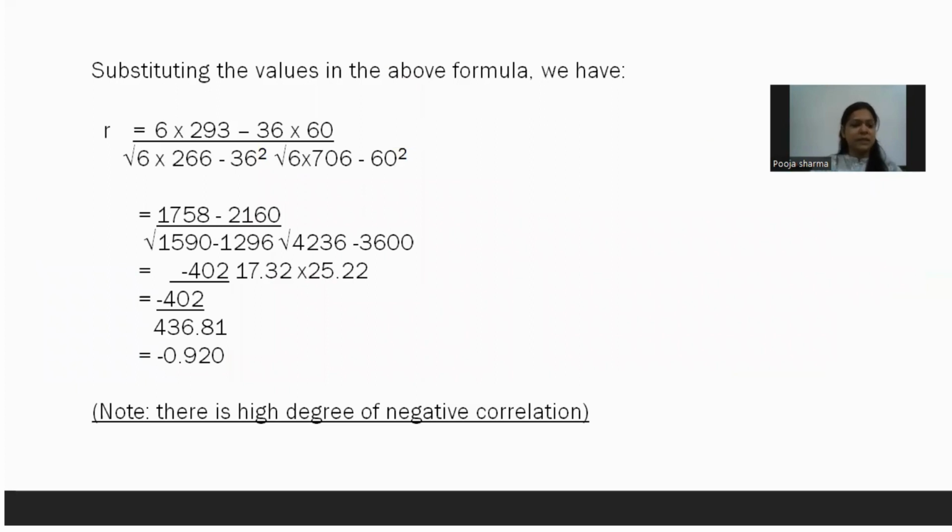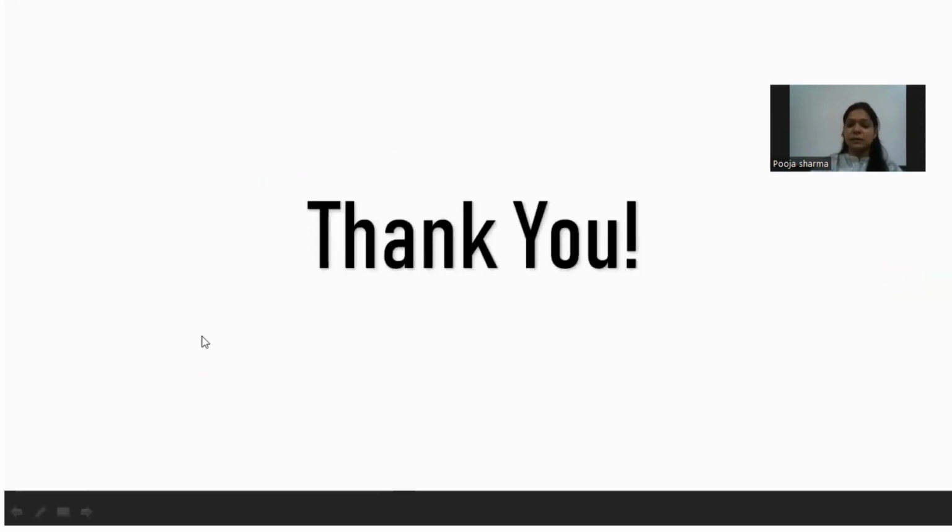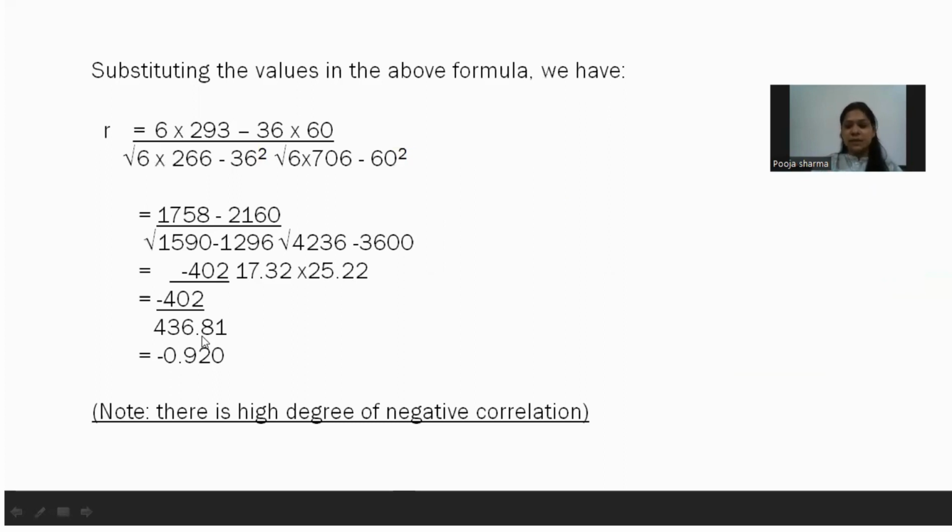Then we find that the coefficient of correlation comes out to be minus 0.920. This indicates that there is a negative correlation between these scores of x and y, and it's a high negative correlation, high because 0.9 is very close to 1. So the interpretation is that there is a high degree of negative correlation between the scores of x and the scores of y.